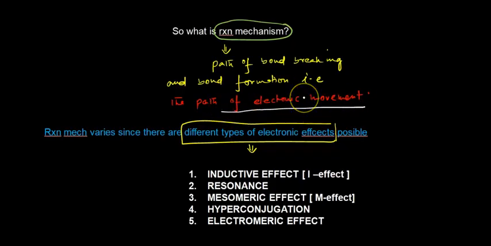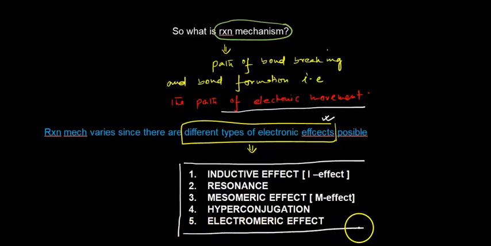In the whole of organic chemistry, we are going to learn different types of reaction mechanism. There are various types of reaction mechanism because there are different types of electronic movement. So we have to learn different types of electronic effects in order to learn different types of reactions and reaction mechanisms. These are the electronic effects we are going to learn one by one: inductive effect or I effect, then resonance followed by mesomeric effect or M effect, hyperconjugation, and electromeric effect.